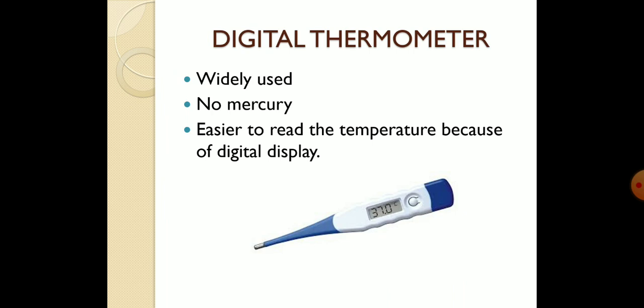thermometers. Now it is easier to read the temperature because of the digital display. You need not go and see the minute readings and all. You can directly see, I can read from here 37.0 degrees Celsius. Yes, so I can read it directly. I need not check the readings whether it is 0.5 degrees Celsius or this or that.